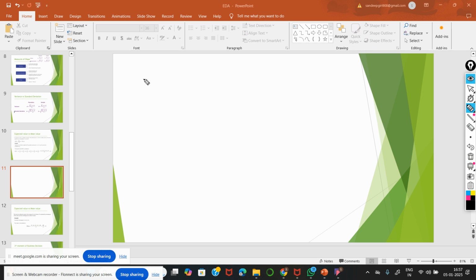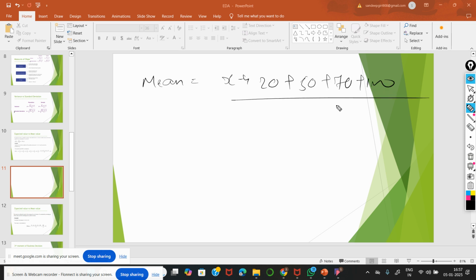Mean is very easy. Whatever scores he had scored, 20, 50, 70, 100, is it not? Simply take the sum of all these scores and divide it by 4. That is nothing but the average score. Average score means on average how much Virat Kohli scores.